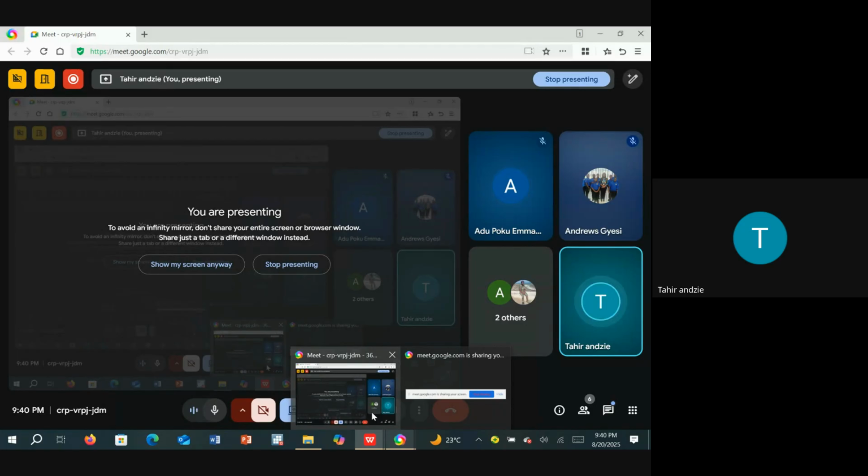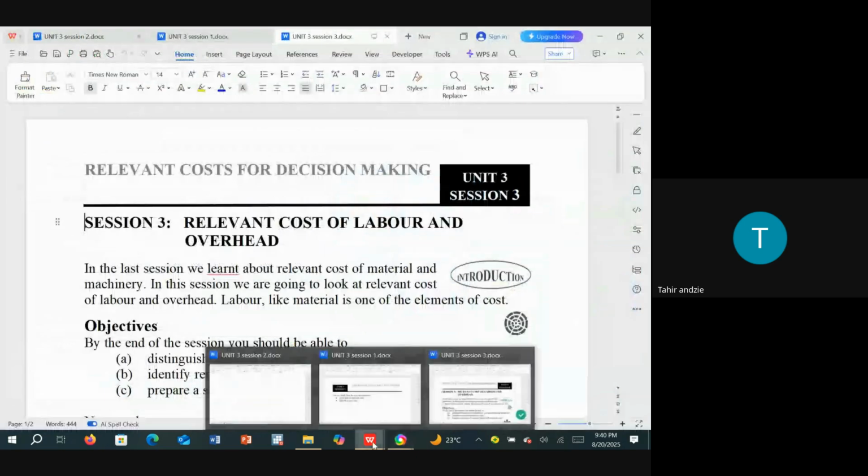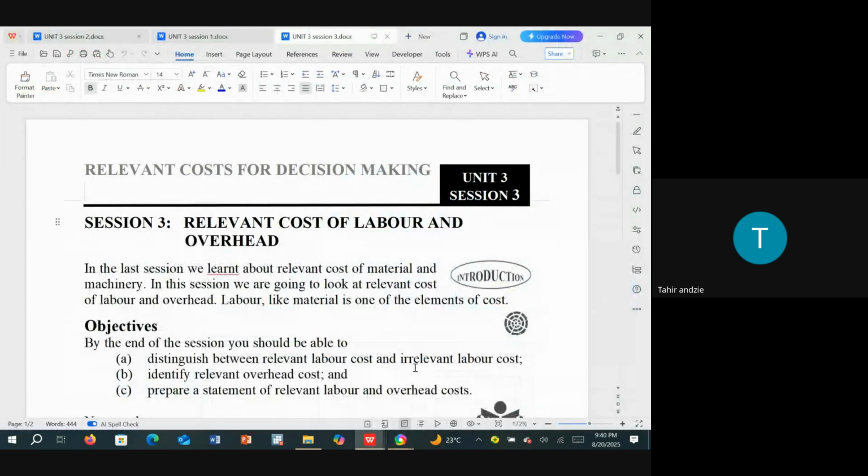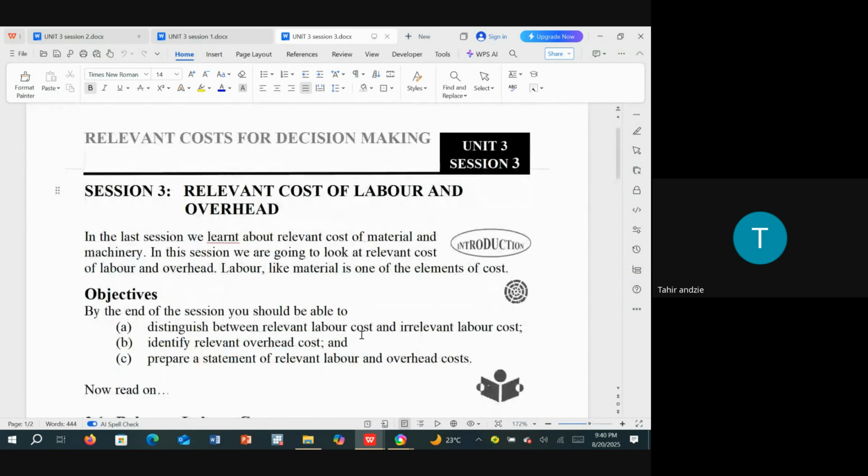All right. So let's go through unit 3. Now we are going to talk about the relevant cost of labor and overheads. Remember that the elements of cost are material, labor, and expenses, which are normally put in, and then machine cost can also be a part of the cost.